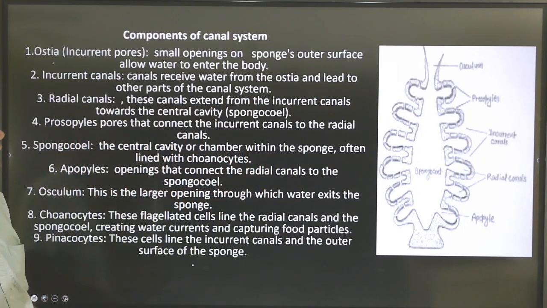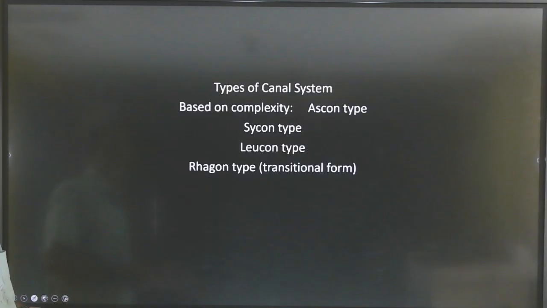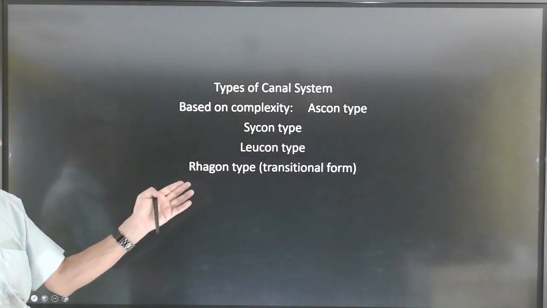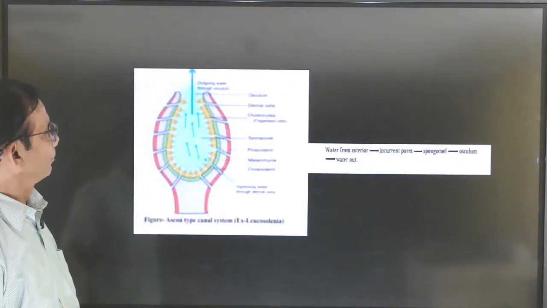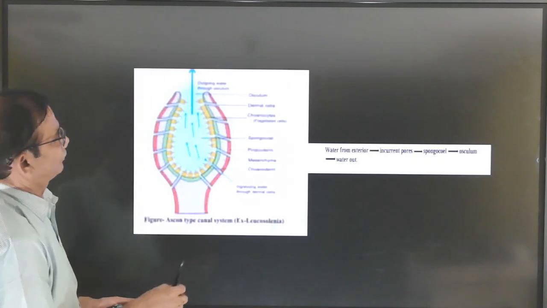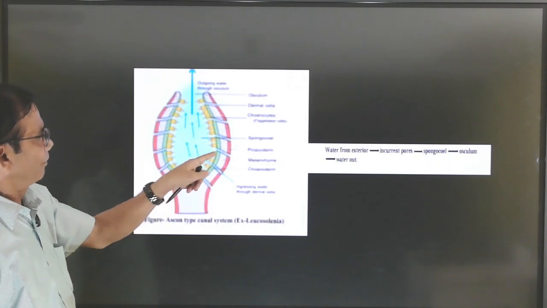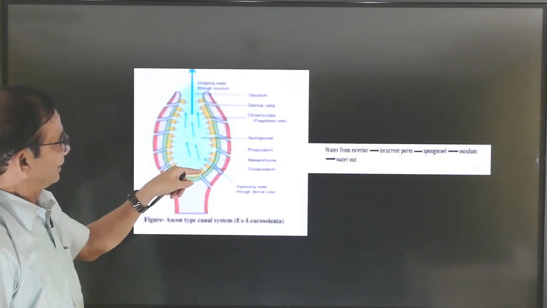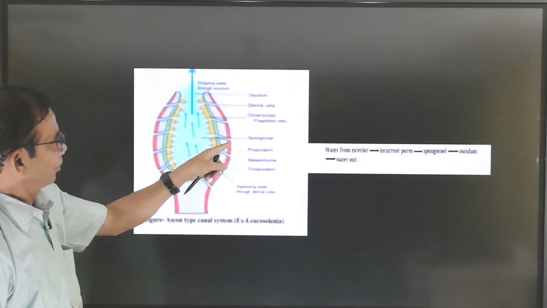Now, there are three types of canal system: Ascon type, Sycon type, and Leucon type. First one is Ascon type. See here, this is the outer layer, pinacoderm. This is the innermost layer, choanoderm, having the flagellated chamber. This is the outer layer having the pores called ostia.